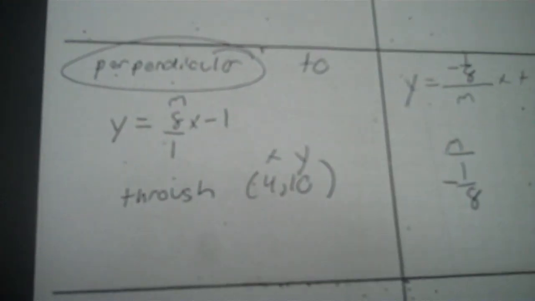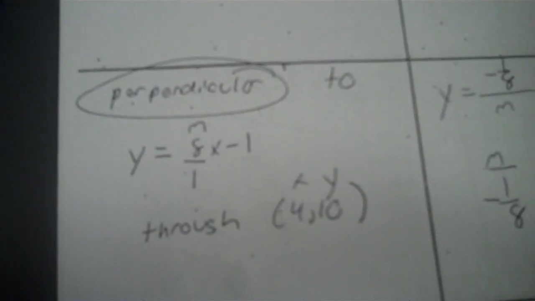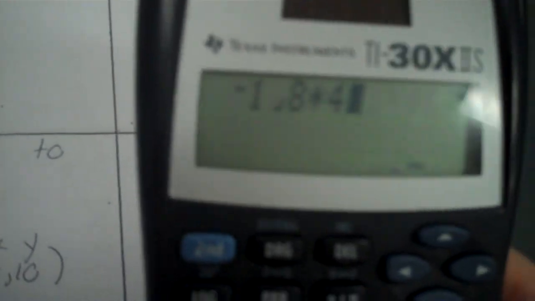So y equals mx plus b. And my m is -1/8. Okay, and then this is x, this is y. So y is going to be 10. I take -1/8 times 4. That's actually going to be -1/2, because it would be -4/8, but then that reduces to -1/2. Okay? So 10 equals negative 1/2 plus b.